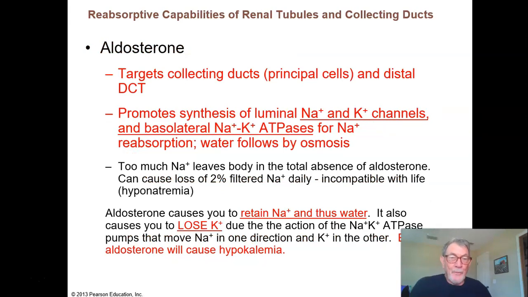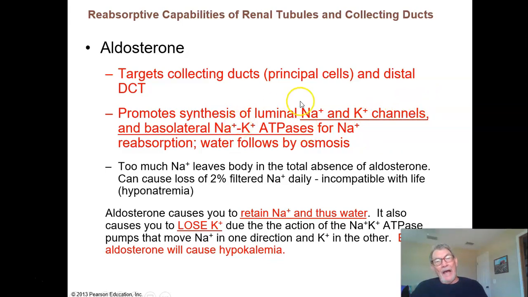Aldosterone, we remember from the renin-angiotensin-aldosterone system. Aldosterone is made in the adrenal cortex. It moves into the kidney tissue, and it targets those principal cells in the collecting ducts and distal tubule, primary collecting ducts, and it turns on sodium-potassium pumps, and therefore it pumps more sodium back. It increases sodium reabsorption. Now that also pulls water by osmosis.